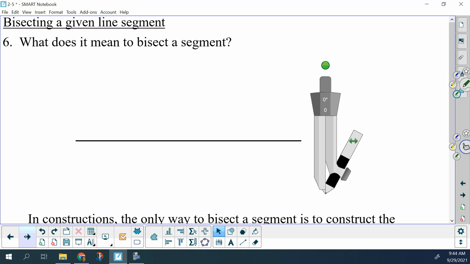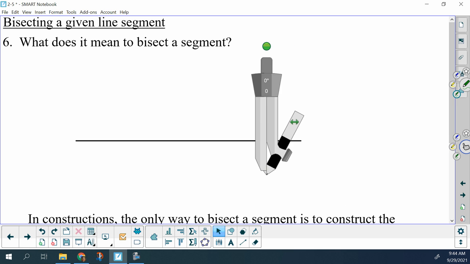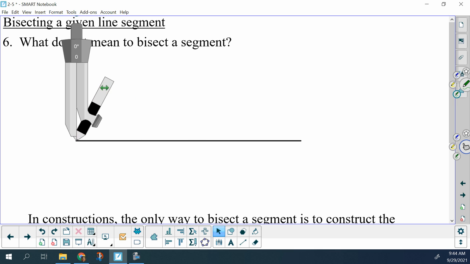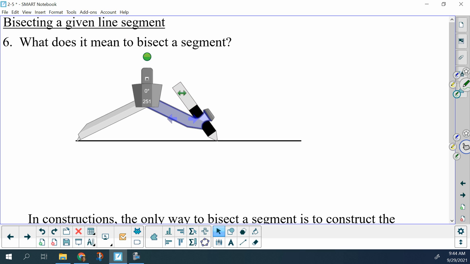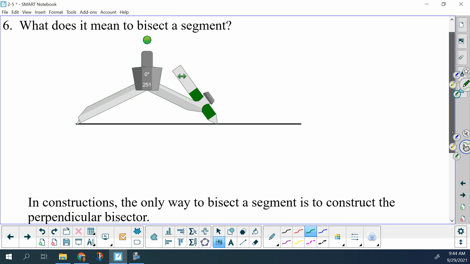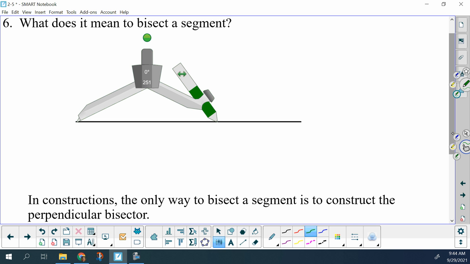Ready? We're going to bisect a line segment. What does it mean to bisect a line segment? Yeah, cut it in half. So take your compass, put the tip on one end. All right, you are going to open your compass more than halfway. Eyeball it. Okay, more than halfway. So I can eyeball where I think the center is. It's like right here. So as long as it's more than halfway, you're good.